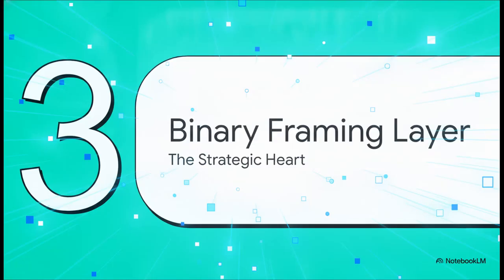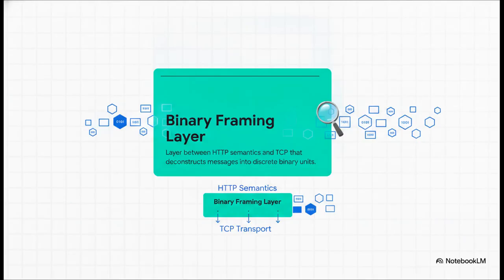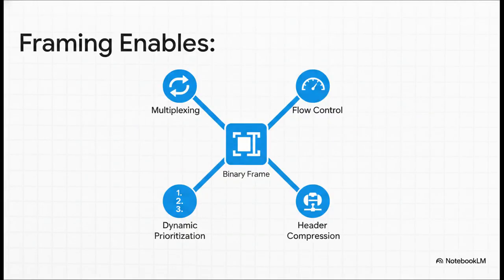Okay, Section 3, the binary framing layer. So the absolutely crucial point to take away here is that the binary framing layer is the heartbeat of this entire standard. It's the core innovation that makes the rest of the system possible. This layer sits right between the high-level HTTP semantics we know and love and the underlying TCP transport. Instead of sending an entire request as one massive, clunky text message, this dedicated layer deconstructs the communication into discrete, highly manageable binary units. And because we've chopped that data down into these tiny binary pieces, the binary framing architecture suddenly unlocks a whole suite of advanced features that were practically impossible before.